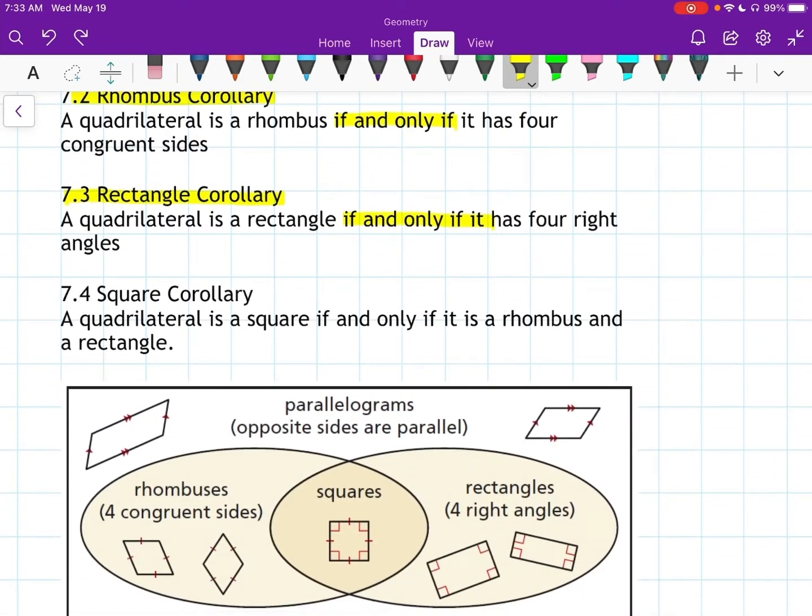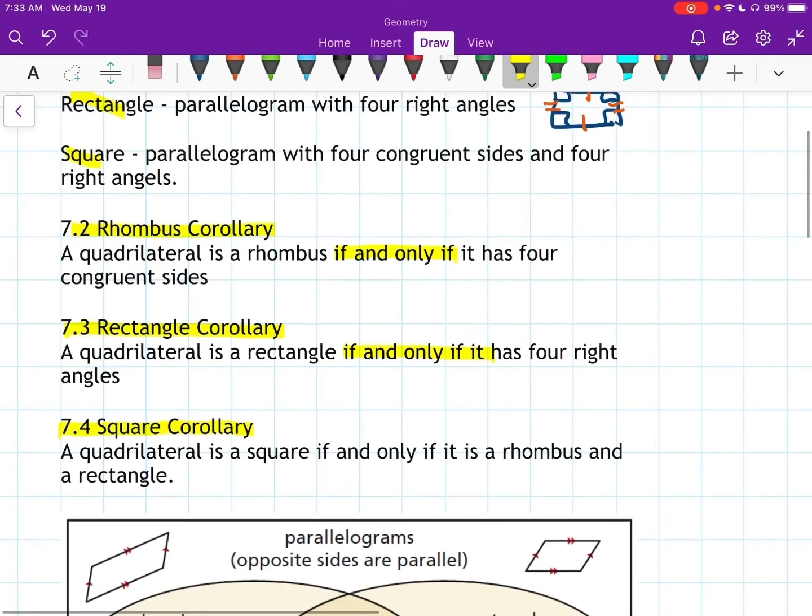7.4, the square corollary. A quadrilateral is a square if and only if it is a rhombus and a rectangle, right? And that's worded a little bit differently, but what it's saying is, see, we have a rhombus, four congruent sides, and a rectangle, four congruent angles, right? It's kind of restating the definition of a square just in a little bit of a different way. It's good to think about a square as like the child of a rectangle and a rhombus together.